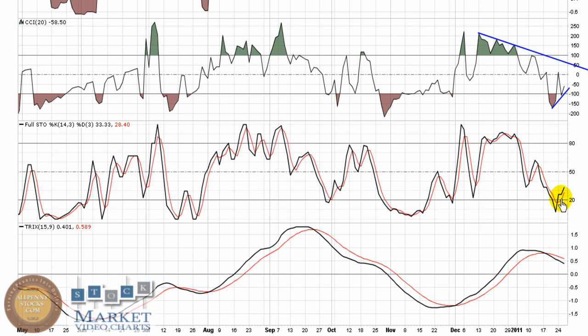Same way with the full stochastic. Broken back down, reset itself, broke through 20, starting to move back north. Again, we'll look for that break of 50 to show momentum coming into the stock. Same look with the full stochastic.